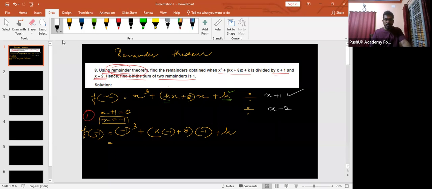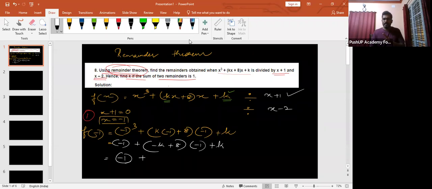It was x cubed, so it becomes minus 1 cube. It's correct. Plus k into x. So k into minus 1 plus 8, correct? Into x was there, so minus 1 plus k. Yeah, substitutions are correct. Now I can go ahead and simplify it. So minus 1 cube is what? Minus 1 plus. What is k into minus 1? It is minus k plus 8 into minus 1 plus k. This is equal to minus 1 plus minus k plus 8. You can also write it as 8 minus k for your convenience.